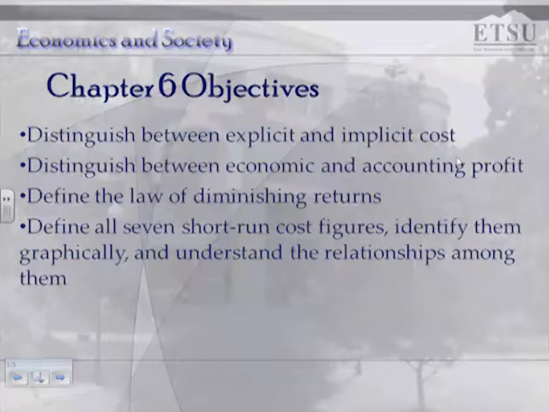Now we're going to look at Chapter 6. Now that we have a reasonable idea of how markets work, of how the interaction of buyers and sellers results in a price and quantity that's exchanged in a market, we're going to think about things from the firm's point of view, and we're going to ultimately see how costs are determinant of the firm's supply curve.